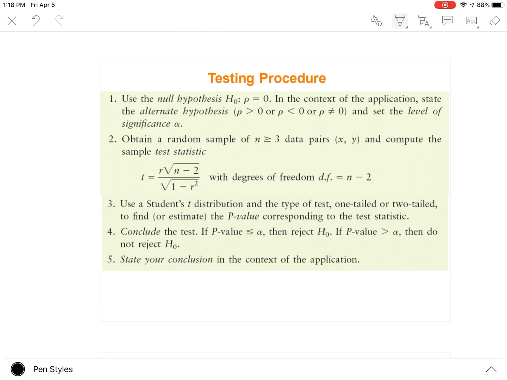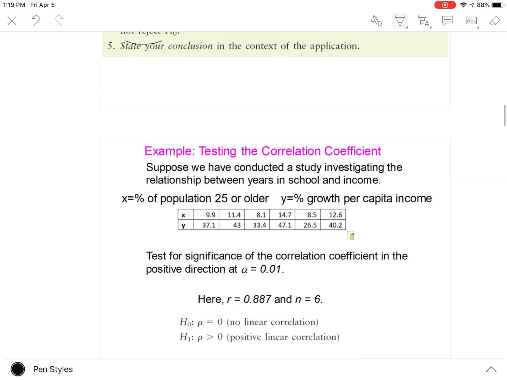Just a quick refresher. Hypothesis test means we've got a null hypothesis and an alternative hypothesis. We'll get a t-score. We'll look up the p-value using the table. We'll compare the p-value and either reject the null hypothesis or not reject the null hypothesis. And then we'll make some sort of statement or conclusion based on that.